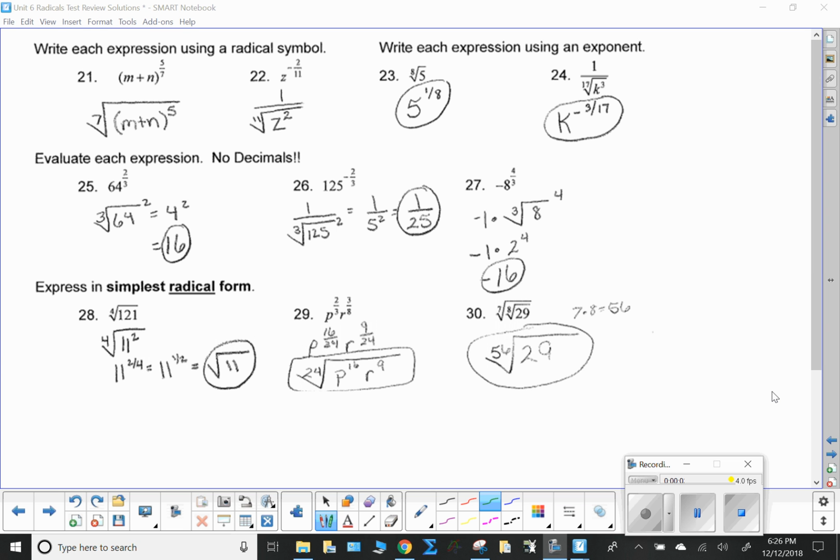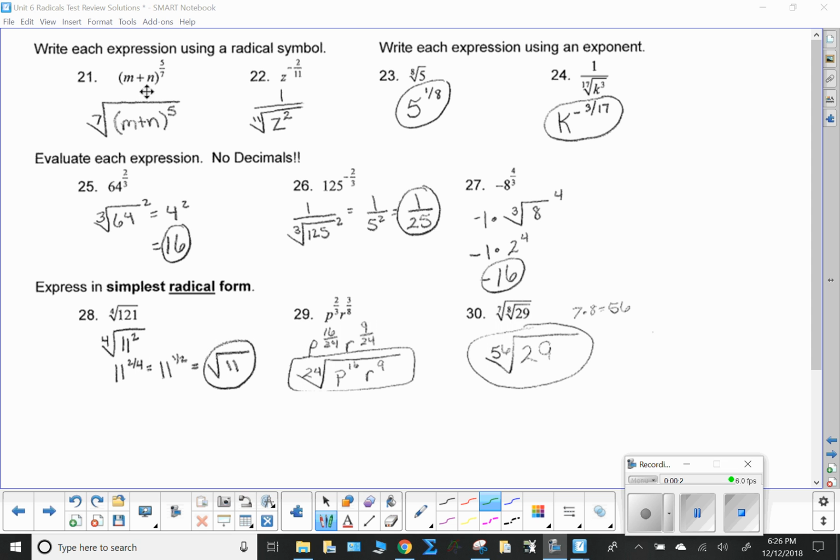Radicals. And this is the test review. This is the second objective. This is working with rational exponents. Now, if you've already done it all and you want to just pause and check it without hearing me blather on, feel free to do that and then cancel out the video. Or I'll explain how to do each one.